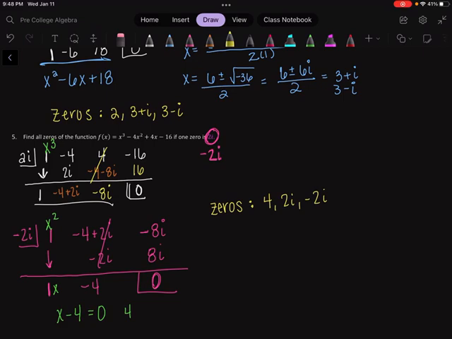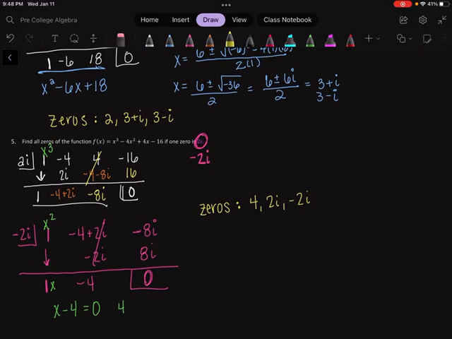So looking forward to seeing you all on Tuesday, and we'll continue learning about polynomials. We're going to actually learn not about polynomials. We're going to transition into rational functions. So that'll be actually some fun.